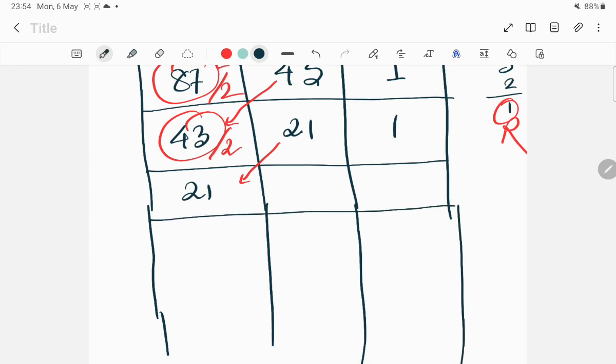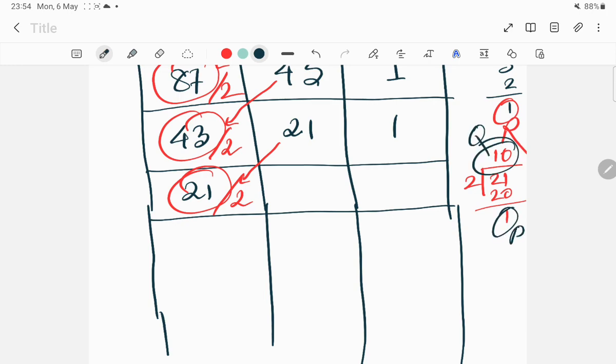So what happens if I divide 21 by 2? 2 1s are 2, so it is 20. So we have this as a quotient and this as the remainder. So we have 10 and then we have 1. So what is the next step? This will come here.